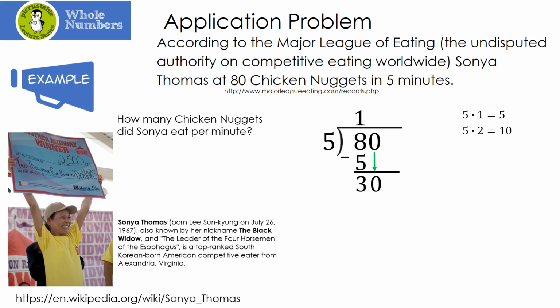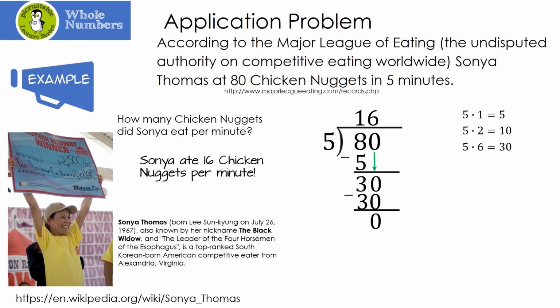And we need to keep multiplying. 5 times 6 turns out to be 30. Here's our 6. Subtract the 30. And we have a remainder of 0. What exactly does that mean? That means Sonia ate 16 chicken nuggets per minute. 16! Wow!